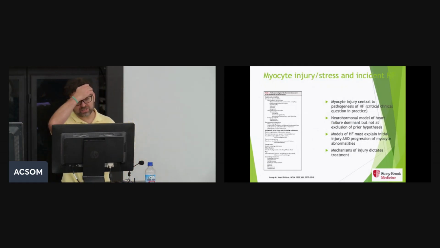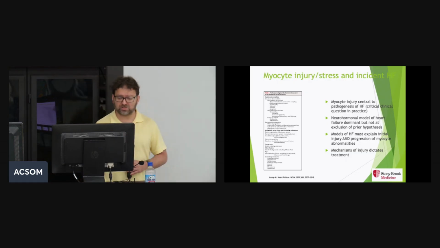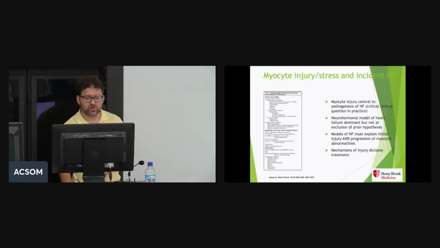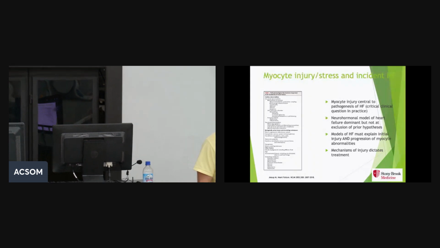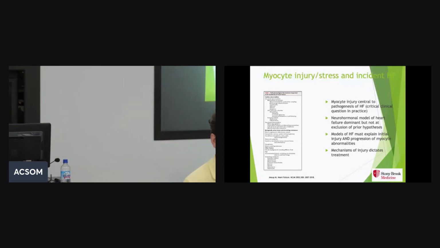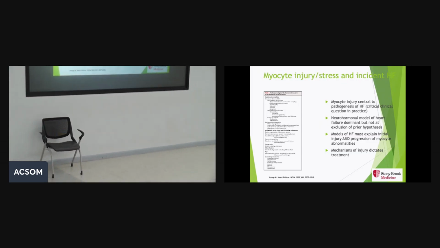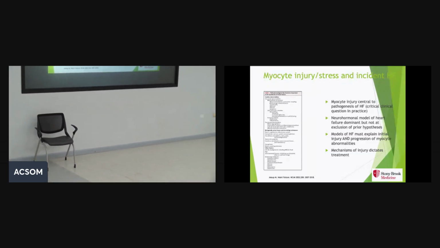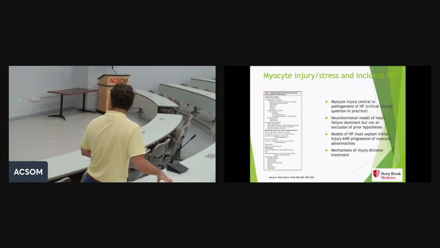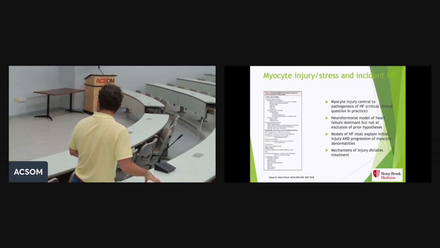So, myocyte injury and stress and incidence of heart failure. Myocyte injury is central to the pathogenesis of heart failure. Neurohormonal model. If there's one thing I want you guys to walk away with, is that when I tell you that heart failure is a syndrome, it's a neurohormonal issue. Models of heart failure must explain the initial injury and progression of injury. The mechanism of injury dictates treatment.